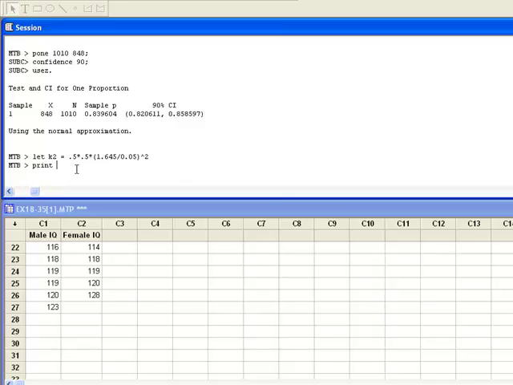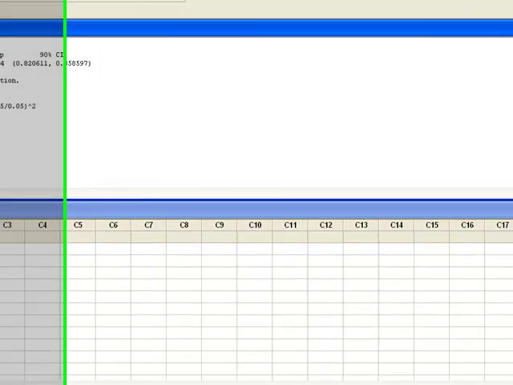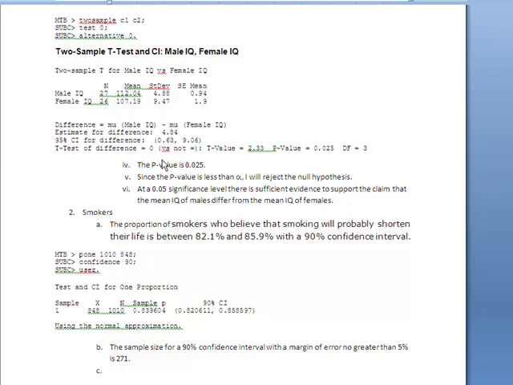So we want to print K2, and there we have our sample size. It would be 271. Now, had I gotten just 270, I would have used 270, but since I have something after the decimal place, we always go to the next greatest integer. So our answer is 271 is our sample size. So the write-up in terms of the problem would be something like this. The sample size for the 90% confidence interval with a margin of error no greater than 5% is 271.